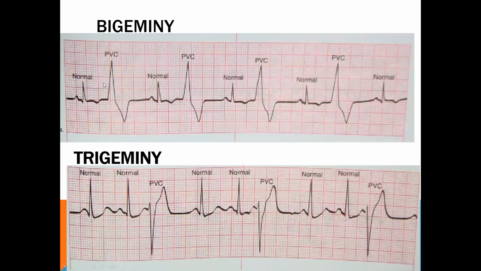So when there's a PVC, every other impulse is called bigeminy. So every other impulse is a PVC, is called bigeminy. And then the bottom, where you've got two normal conductions, and then a PVC, so it's every third one is a PVC, and that's called trigeminy.